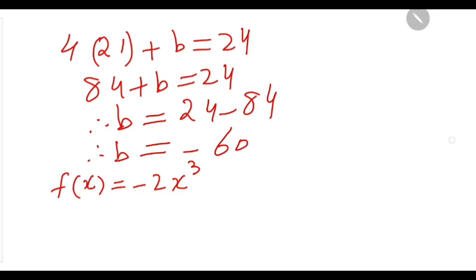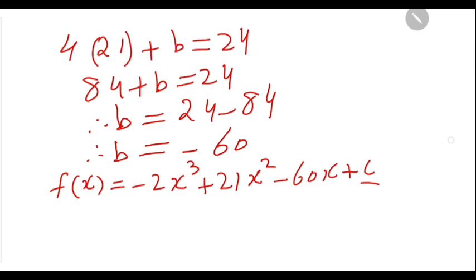I'm going to substitute back into the original function. So the a value we got is plus 21, so we're going to say plus 21x to the power 2. In place of a, I'm going to substitute the value of a. In place of b is going to be -60, so -60x, and the c we don't know. So still we need to find the c.